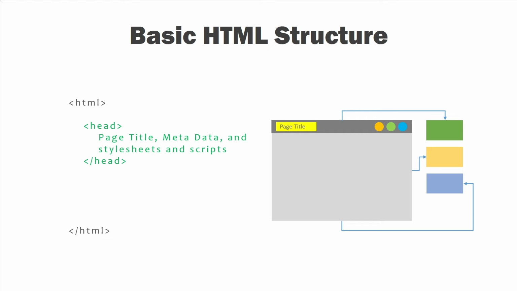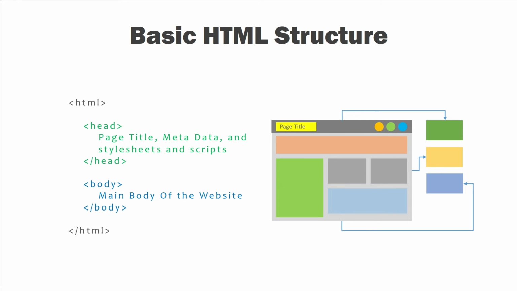And then after this head part we have a body tag or a body part, and inside this body part we define the main body of the website. It includes the headings, paragraphs, images, and everything else. So this is the basic HTML structure.